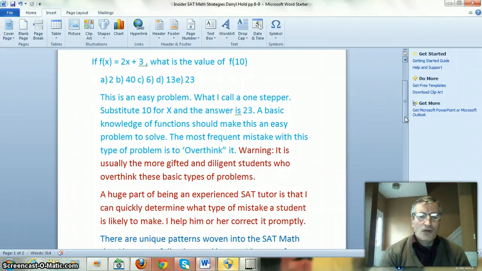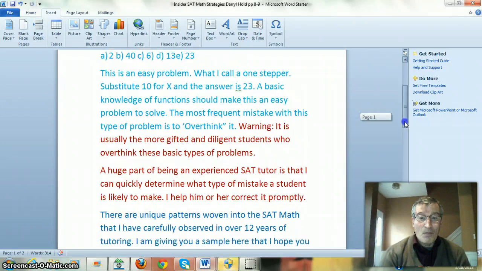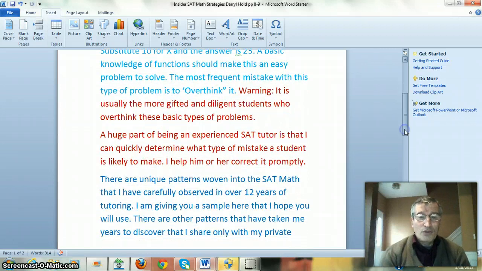A huge part of being an experienced SAT tutor is that I can quickly determine what type of mistake a student is likely to make. I help him or her correct it promptly. Now, there are unique patterns woven into the SAT math that I've carefully observed in over 12 years of tutoring. I'm giving you a sample here that I hope you will use, and it would mean a lot to me if you're able to use this and improve your score.